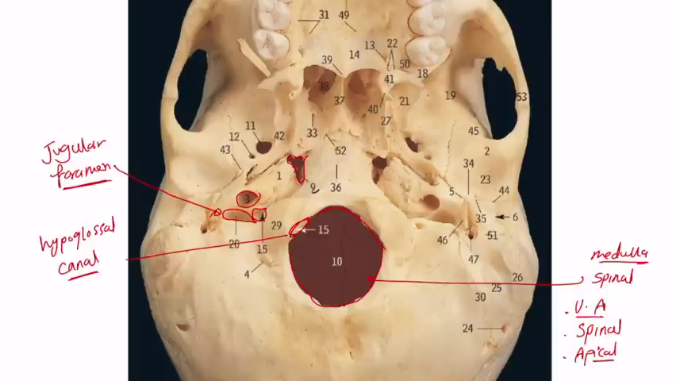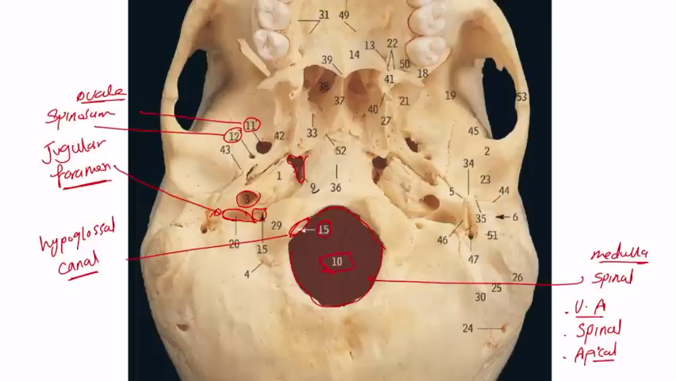I'm not sure if there's anything else to cover. Maybe number 11, which is the foramen ovale, and number 12, which is the foramen spinosum. So these are the foramina of the inferior surface of the skull. The foramen magnum is quite evident, and just beside it is the hypoglossal canal. Just lateral to the hypoglossal canal is the jugular foramen, and just anterior to them is the carotid canal.